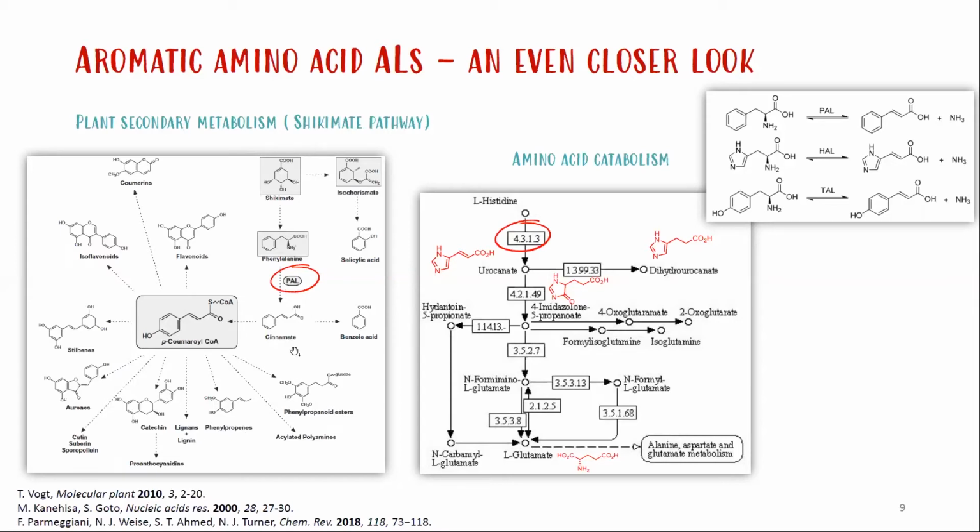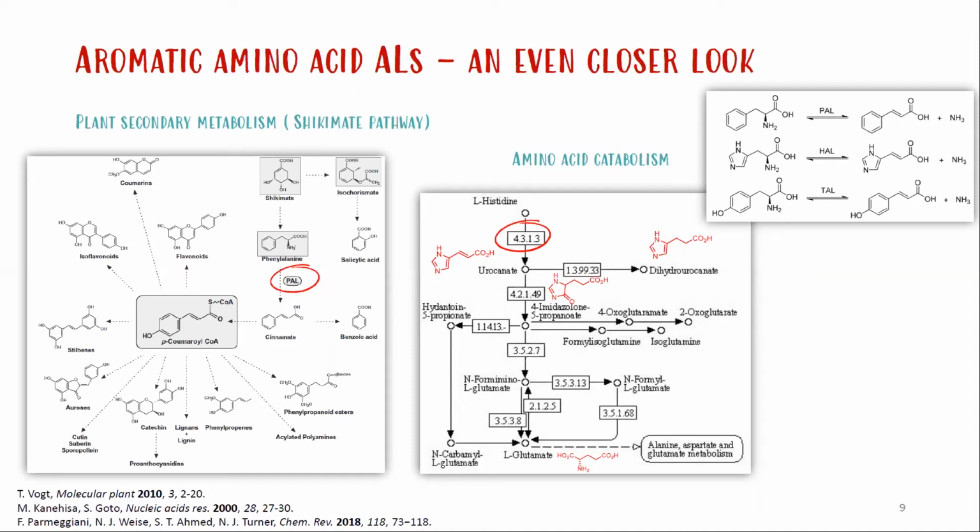So the enzyme that is responsible, so an ammonia lyase that takes part in this pathway is phenylalanine ammonia lyase, which we see does elimination of ammonia to form cinnamic acid. Okay, and then here in the Shikimate pathway, the cinnamic acid is converted into coumaroyl coenzyme A, which is then a precursor to all of these interesting secondary metabolites.